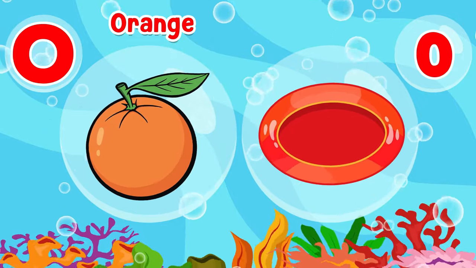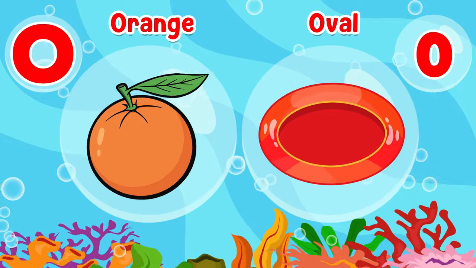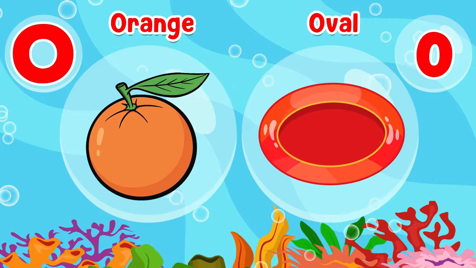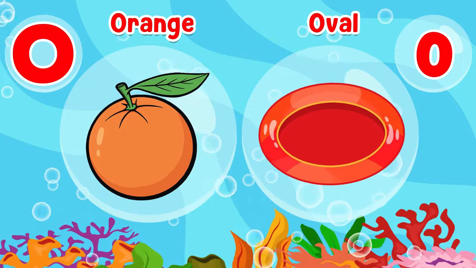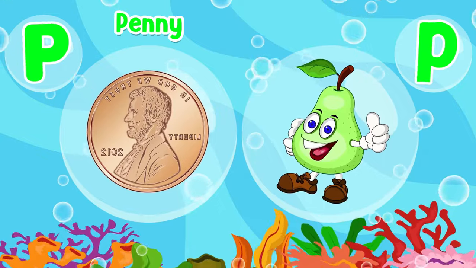O is for orange, orange. O is for oval, oval. O is for orange. O is for oval. P is for penny, penny.